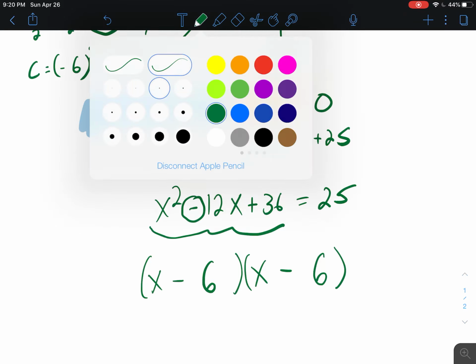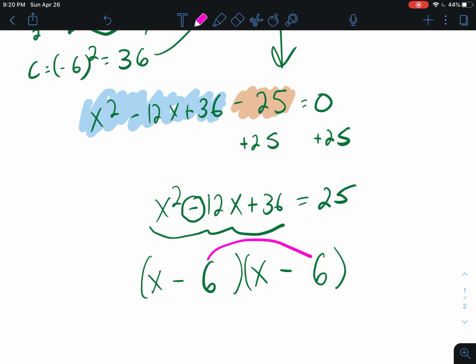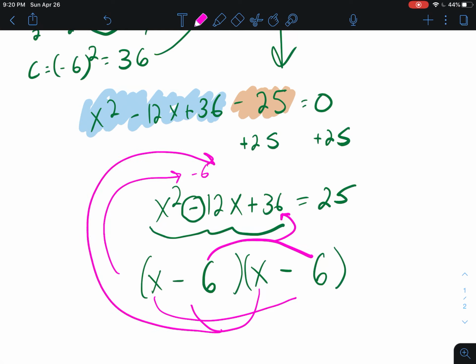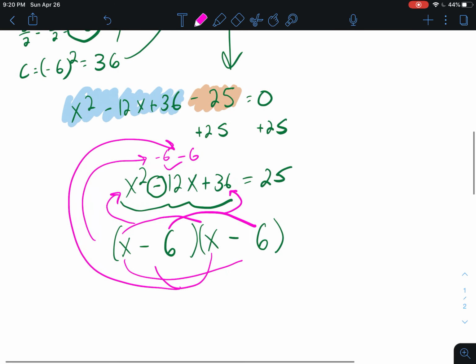If we look at it in reverse, negative 6 times negative 6 gives us positive 36. x times negative 6 gives us negative 6, and then x times negative 6 gives us another negative 6. Those two come together and make negative 12. And then we have x times x, which gives us x squared. That's how all those things come together.